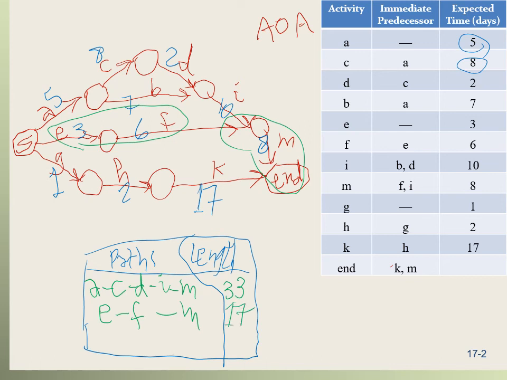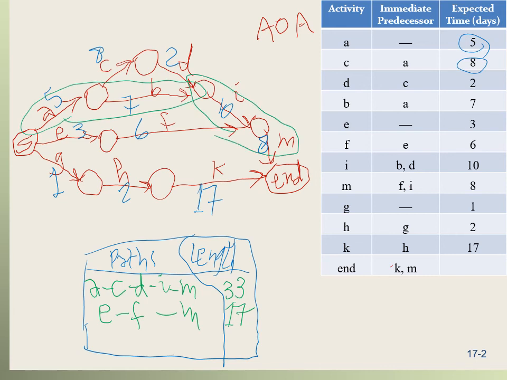The next path is A to B, B to I, and I to M. So that's A, B, I, and M. The length of this path is 5 plus 7, that's 12, plus 10, that's 22, plus 8, that's 30. So that's 30.